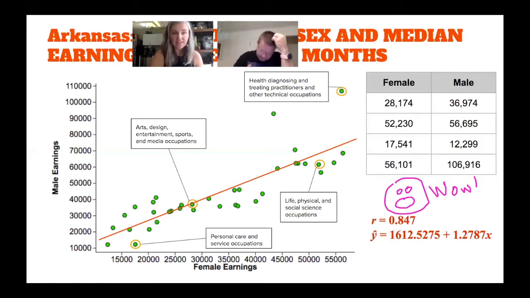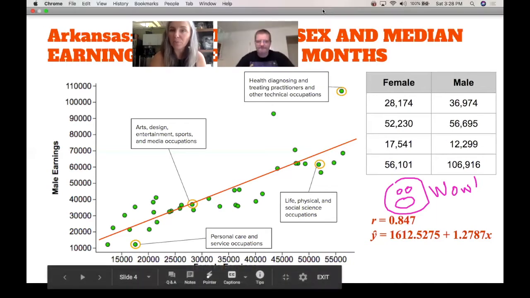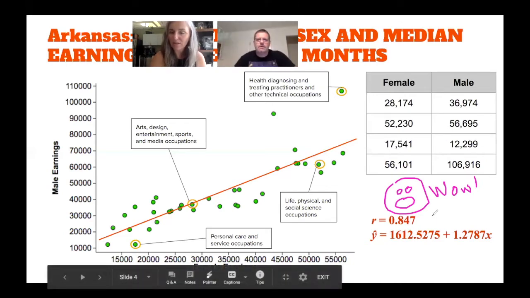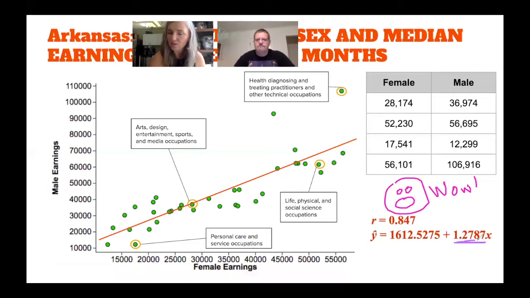That's right. And so if we were to talk about slope in this problem, Mr. Bobby, what do you think the slope, 1.2787, represents in this problem? That's the male earnings to the female earnings. And what does it tell you? It tells me that I, on average, earn $1.27 for every dollar you earn. Now, that's not exactly true in our case, but for women and men, men earn almost $1.28 for every dollar that a woman earns.